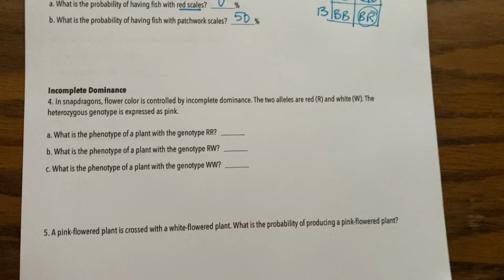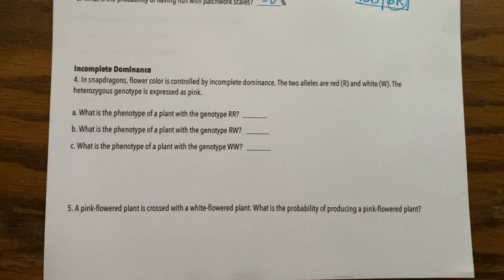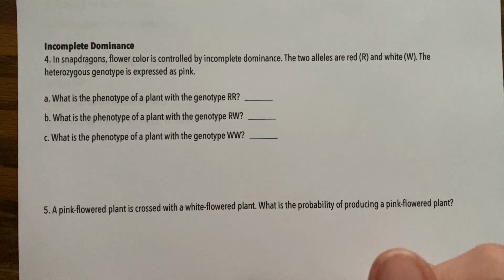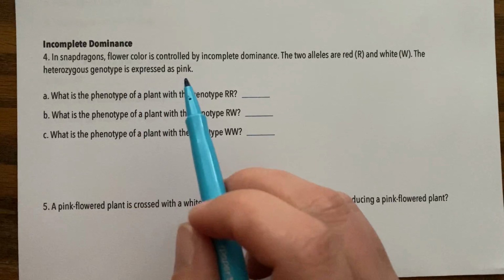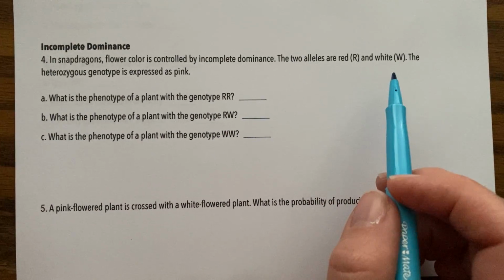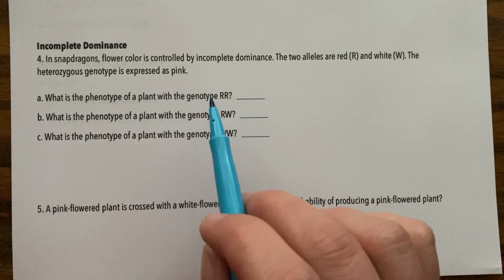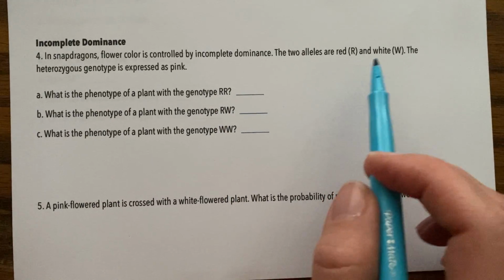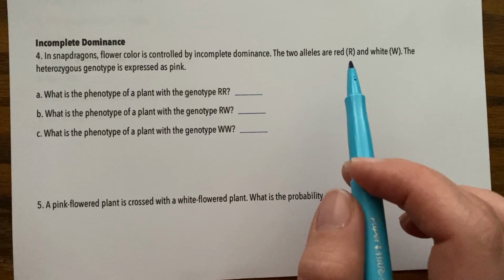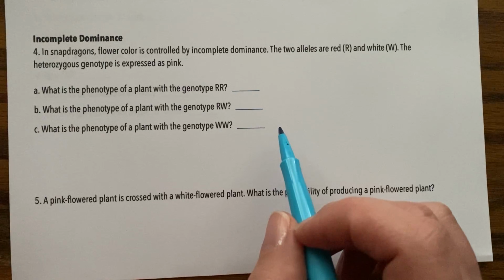So incomplete dominance, remember it's going to be different. Here in the phenotype that is a hybrid, you are going to show a blend of the two alleles. So here, if I have snapdragons, it's a flower controlled by incomplete dominance. The two alleles are red and white. The heterozygous genotype is expressed as pink. When I do both co and incomplete dominance, I like to use two different alleles, both with capital letters, because neither of them can hide the other. They're both shown, and that's how I like to set up my problems.